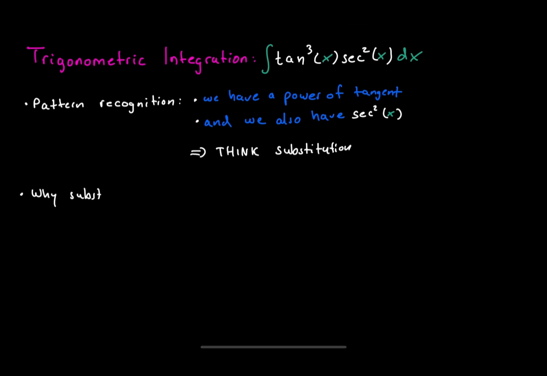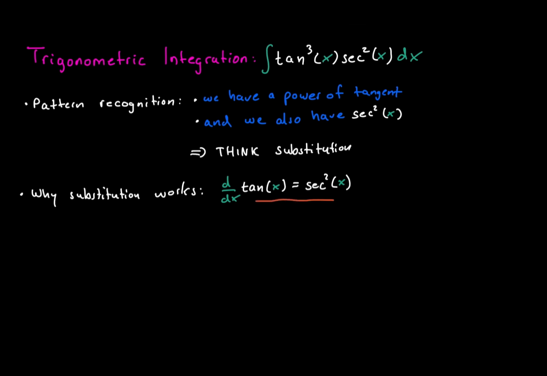So let's recall a key derivative. The derivative of tangent of x is secant squared of x. Now look at the integral. We already have secant squared of x dx, which perfectly matches the derivative of tangent.